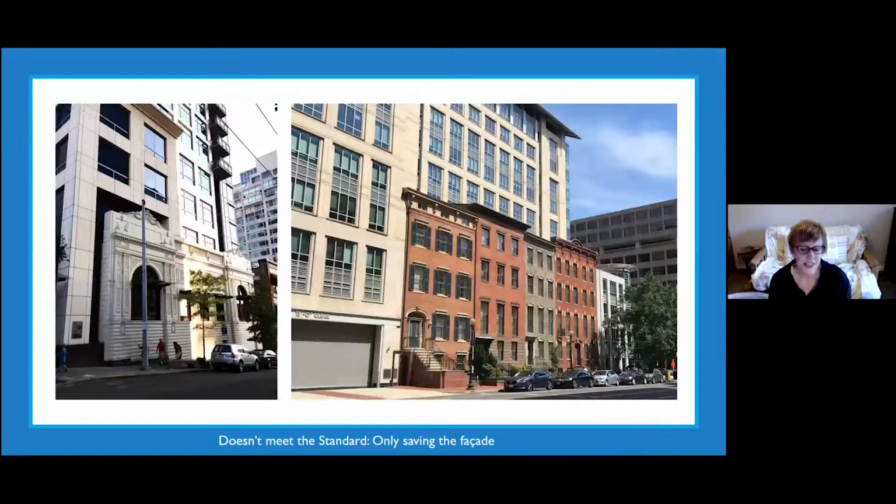So some alterations that we consider to not meet this standard are things like only saving the facade. The facade is not the entire building. There's a lot more to a building than its facade. It's its whole shape and mass and roof form and interior spaces and volumes and finishes. So anytime you're talking about just saving the facade and demolishing or gutting the rest of the building, that would definitely not meet standard number 2.